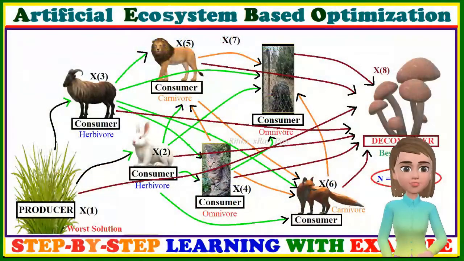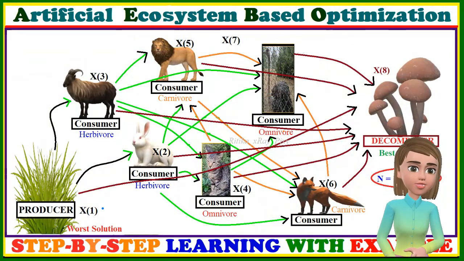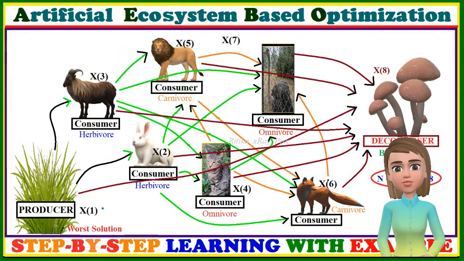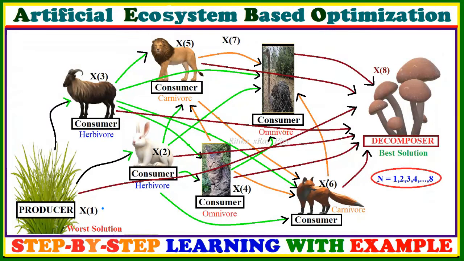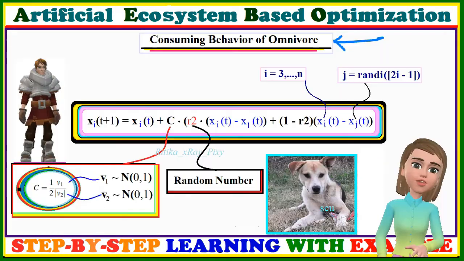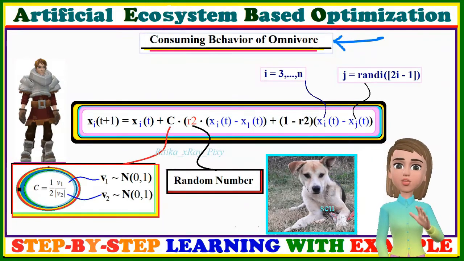So here you can see in the food chain we have producer X1, and we have consumers, that is herbivores X2, X3, and consumers omnivore and carnivores, and in the end we have decomposer, that is the best solution. Primary consumers are only dependent on producers, so they can take energy only from the producers. On the other hand, we have different types of consumers and they can eat one another or an individual having lower energy.